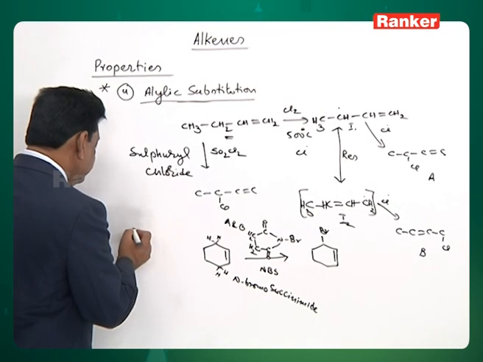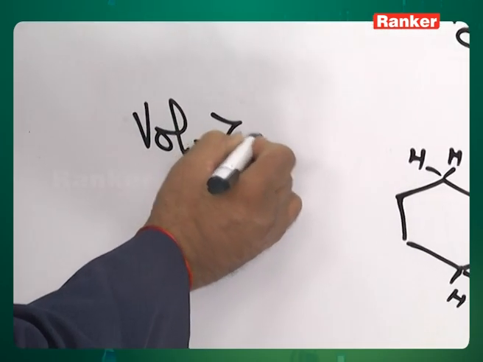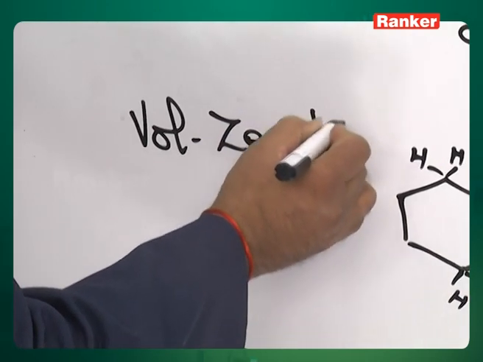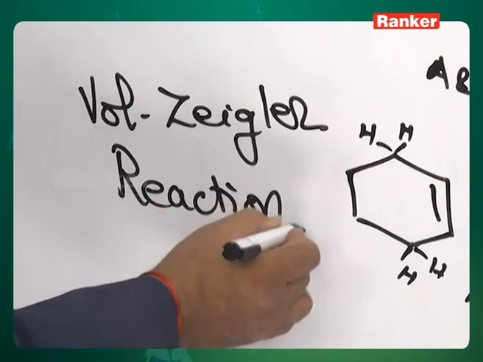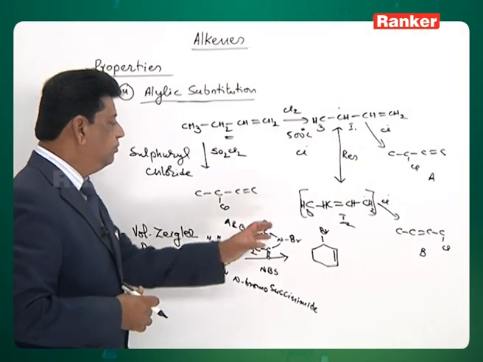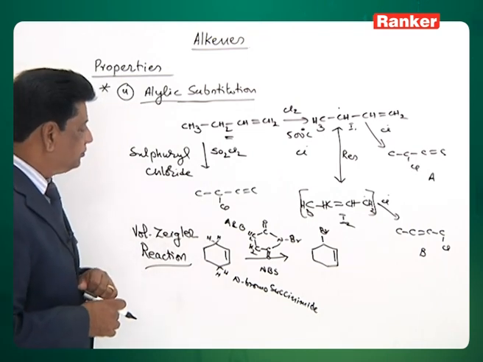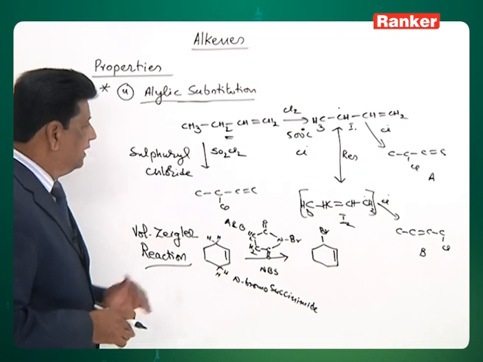The reaction is also known as the Wohl-Ziegler reaction. Especially the reaction is studied on cycloalkenes to get this type of product. We can have one or two extensions of this category. Let us see.